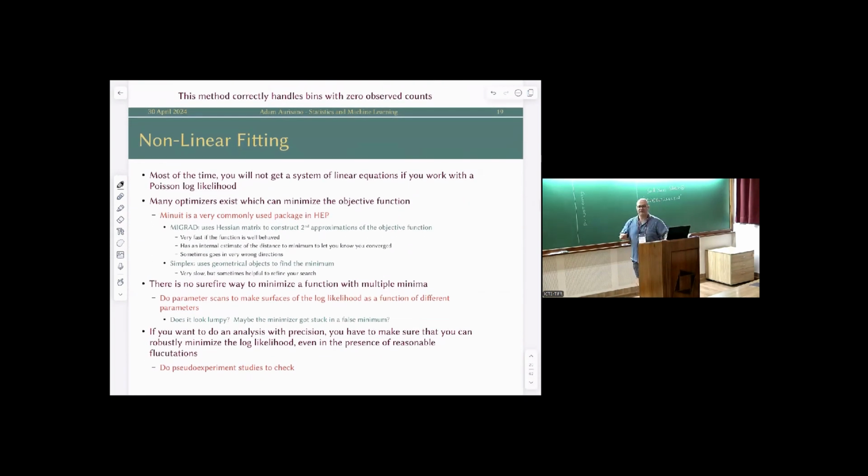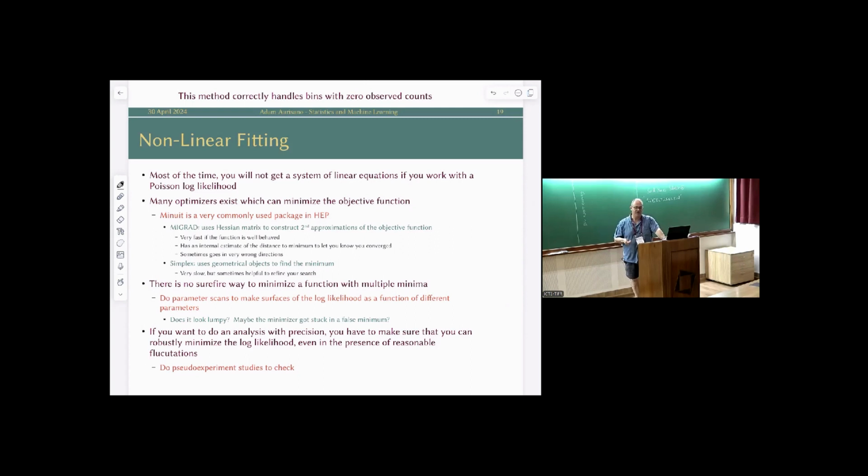Now, what we did before was linear fitting. That's just basically inverting a matrix, and it's something you can do by hand. If you have a system of equations, the system of equations you get from the Poisson likelihood is almost always nonlinear. There are many optimizers that exist to minimize the objective function. Minuit is what's built into ROOT and is very common in high-energy physics. It has 2 different optimizers in it.